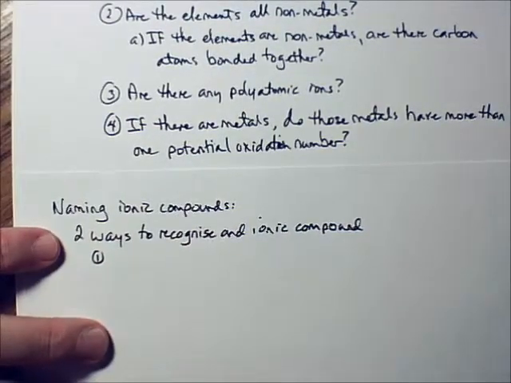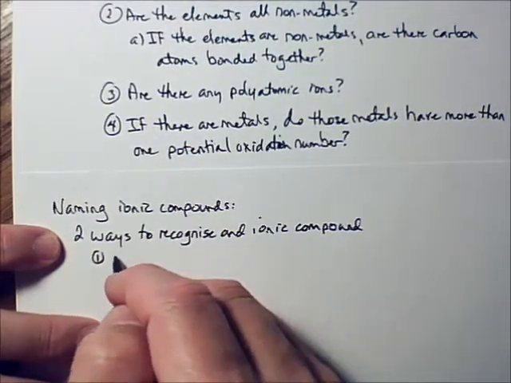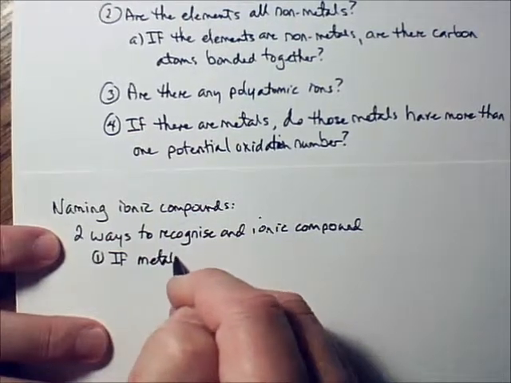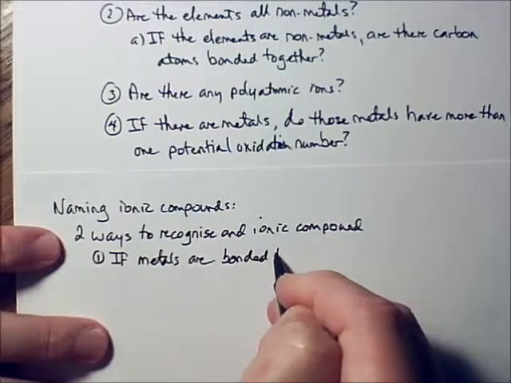Okay, one of those is the one we've already talked about. It's an ionic compound if metals are bonded to nonmetals.